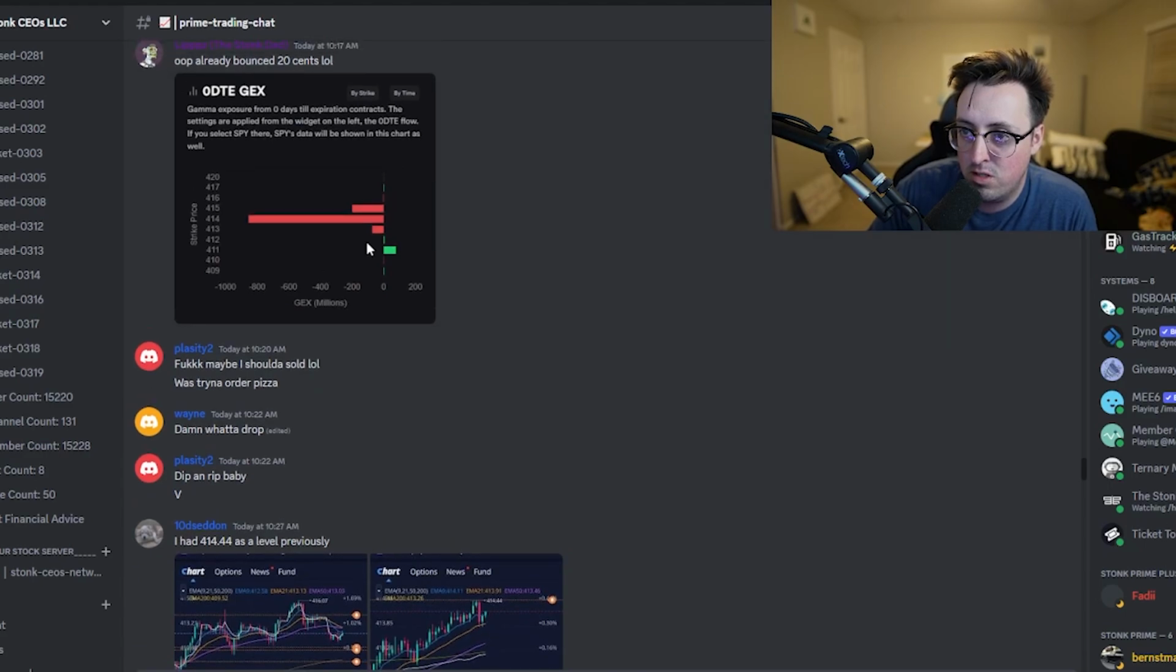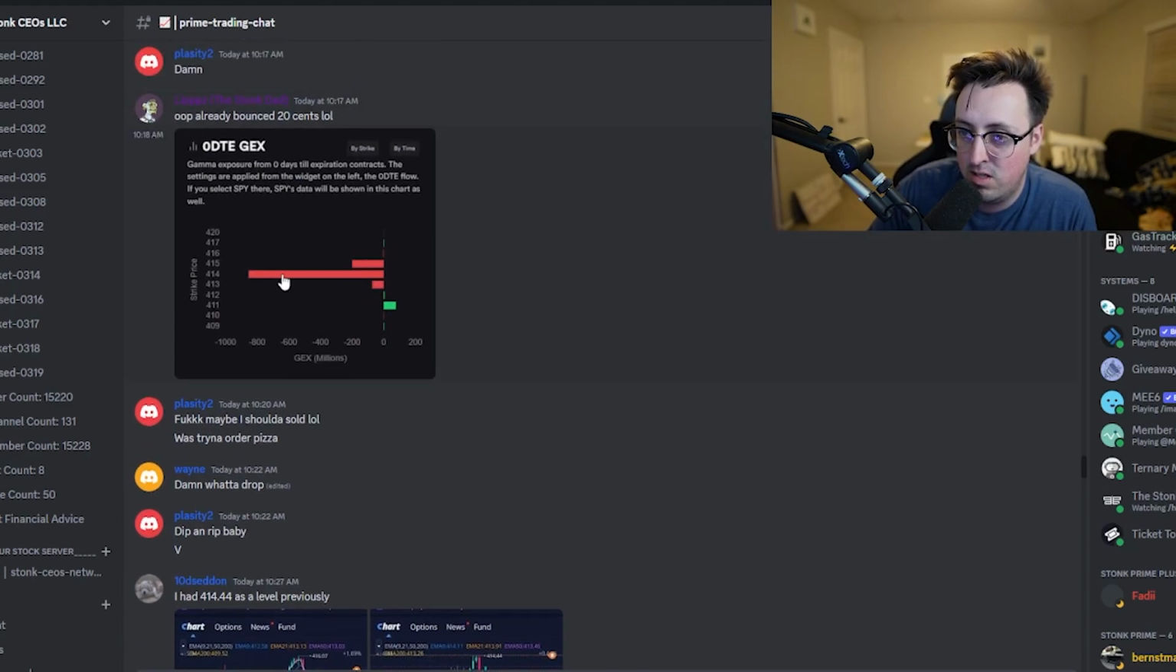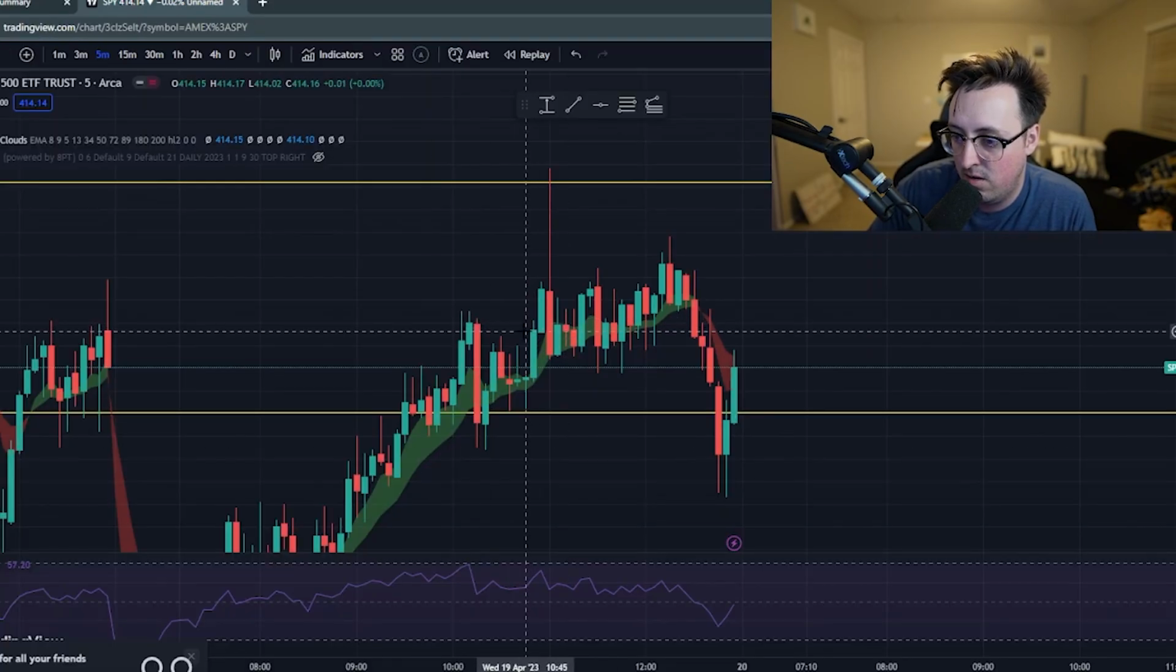So here's the chart, what it kind of looked like at 1017. So look how large 414 is compared to 415. And that's exactly what happened. It broke above 414. It was still negative. It acted as a magnet, and then once it retested it, it moved right after that back to 415. I'll show you exactly what happened there at that time, 1017.